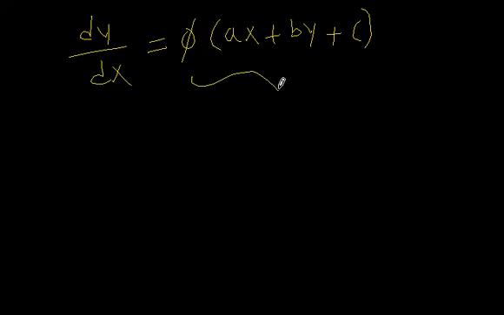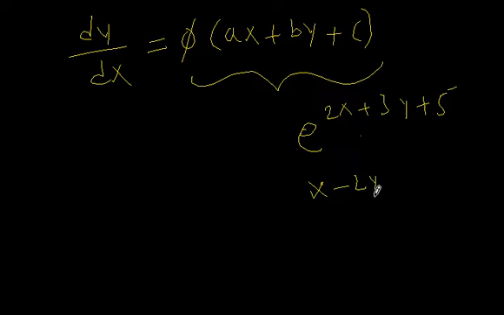It can be, I will give you an example. This function can be like e power 2x plus 3y plus 5, or it can be x minus 2y plus some constant 6 whole power 3. It can be in these forms. So I wrote generally the right side is a function like this. This ax plus by plus c is a linear function.